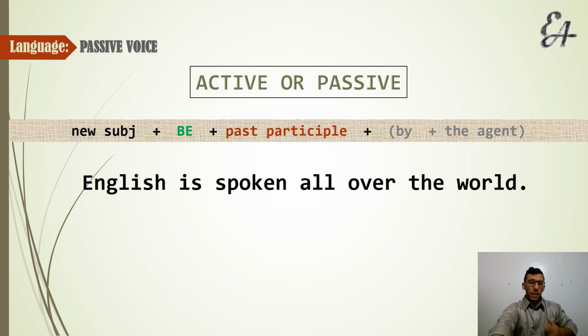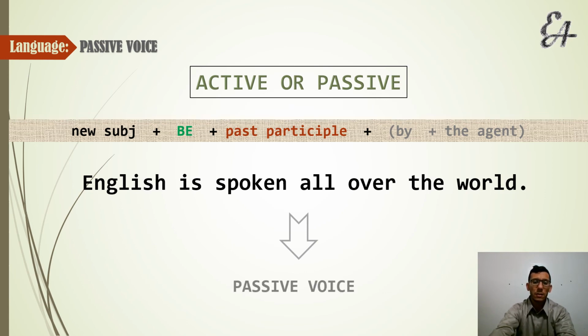Okay, guess. English is spoken all over the world. As you can see, I write by plus the agent between brackets. Sometimes we don't need to write it. This is passive. Why? Because you have the verb to be plus the past participle of the verb speak: speak, spoke, spoken. And of course this one is passive, not active. English is the new subject, because it was an object in the active voice.